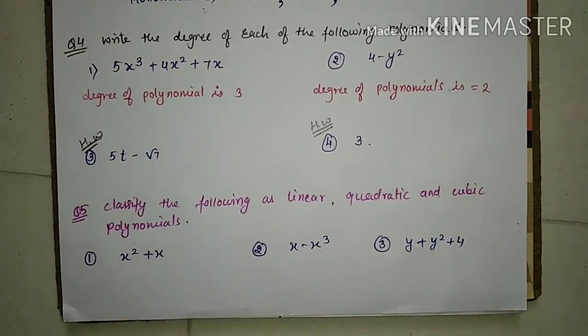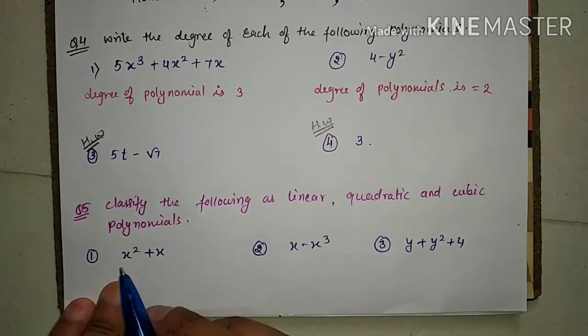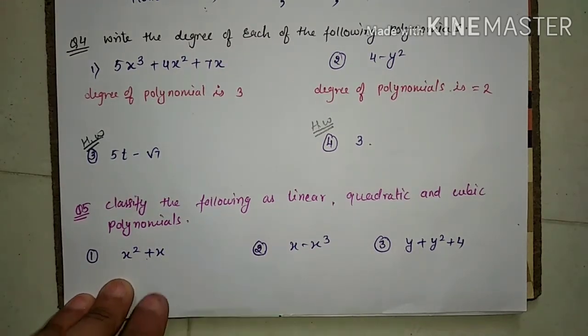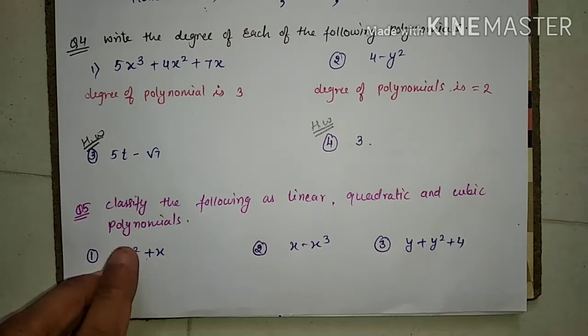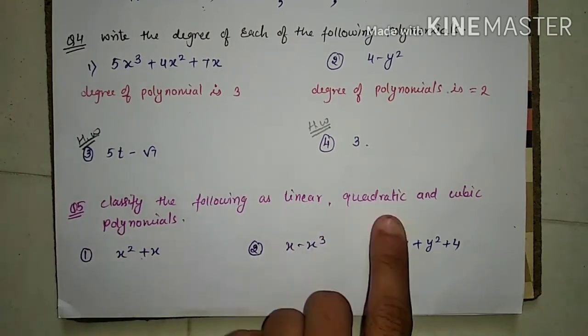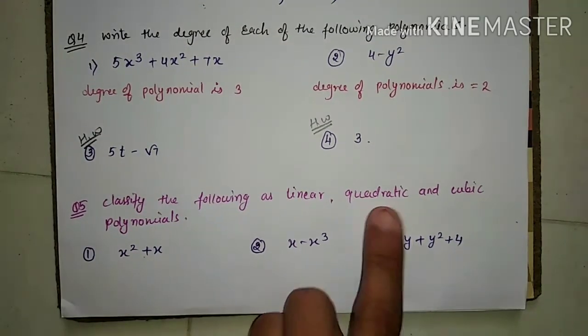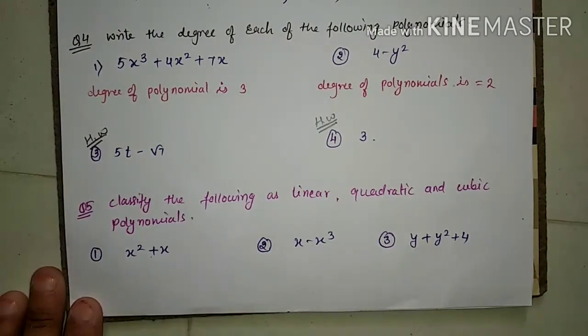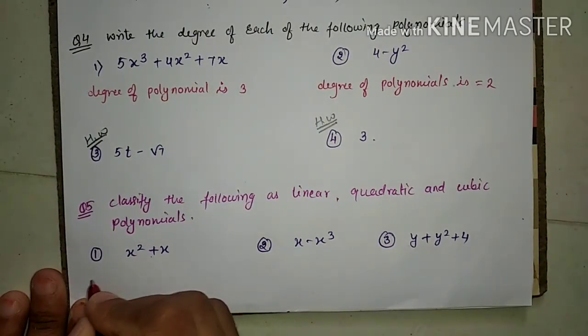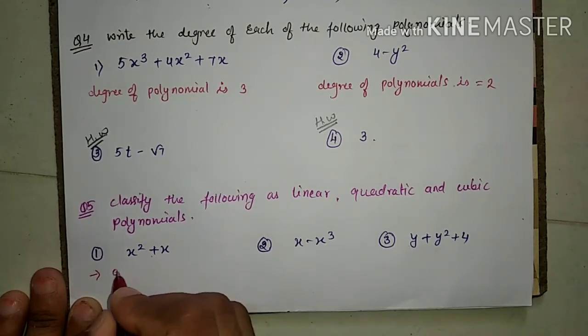Question number 5. Classify the following as linear, quadratic and cubic. Already I have given you in the theory part how to find linear, quadratic and cubic. Correct? Now check. You have to tell me first this first equation. X square plus x. Here the highest power is 2. So it is called a quadratic polynomial. So the answer of this question is quadratic.